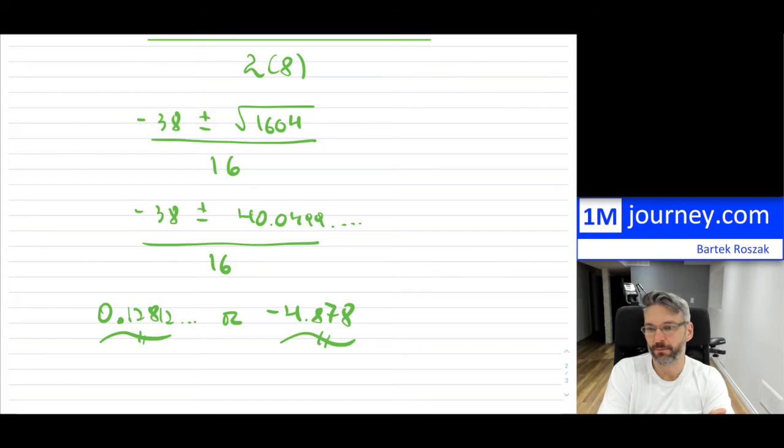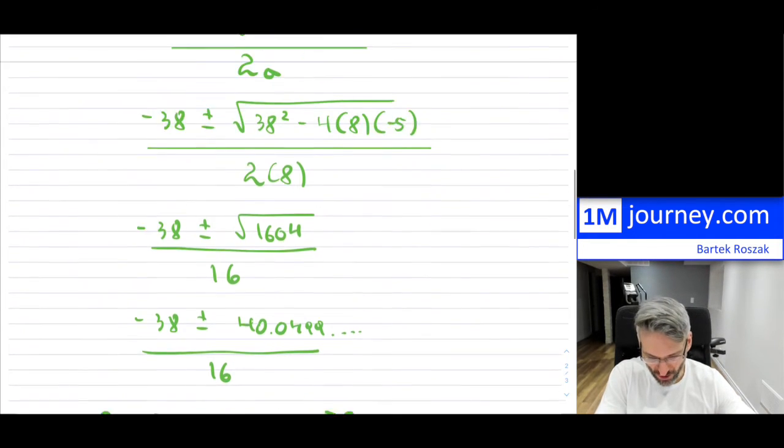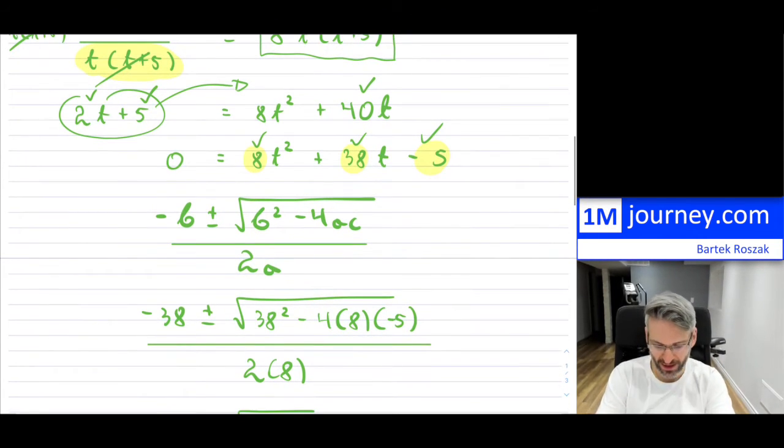All right, so welcome back. So after the quadratic formula, notice factoring would have been annoying. We get decimal results. So it's approximately 0.128 and then negative 4.878. So those are my two answers. And these are just zeros of that particular equation, so that quadratic.